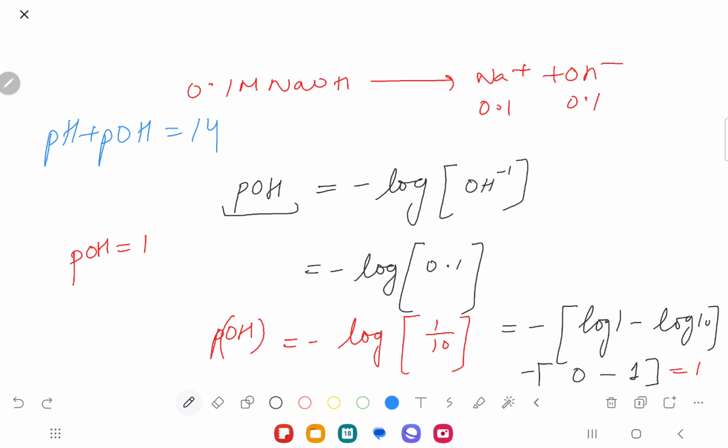So for bases, we do not directly calculate the pH. We first calculate the pOH and then we put the pOH in this formula. And I have told you in the previous classes that every solution, whether it has an acid or a base, contains H plus ions and OH negative ions both. But in a basic solution, the amount of OH negative ions is very high and the amount of H plus ions is very, very less. Any doubts up till now?